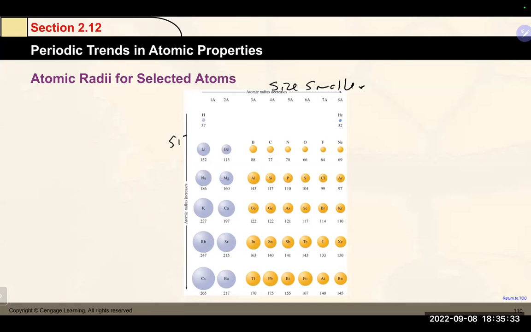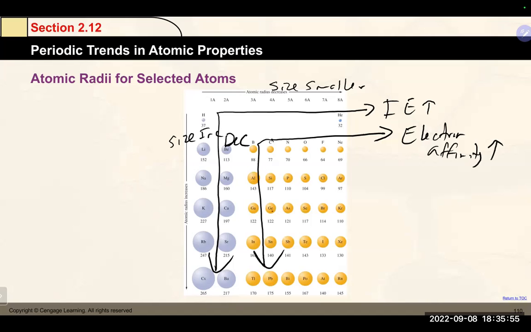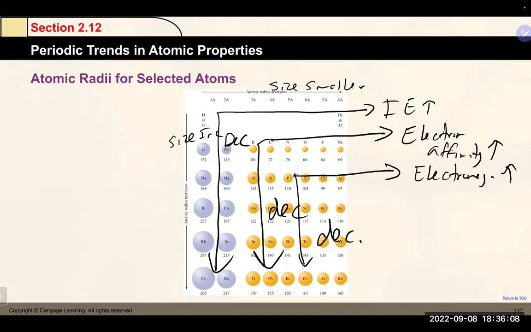Our size increases as we go down. As we go up and to the right, our ionization energy increases and decreases as we go down. As we go up and to the right, our electron affinity increases and then decreases as we go down. As we go up and to the right, obviously not drawn perfectly, our electronegativity increases and it decreases as you go this way.